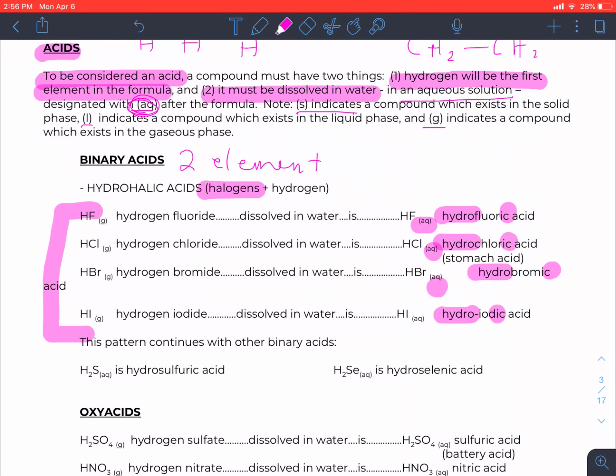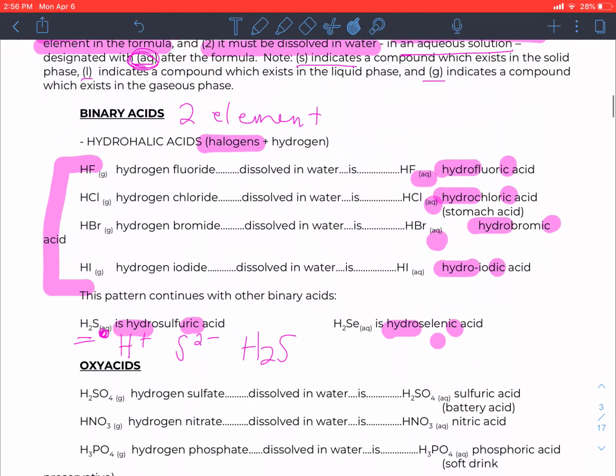So for example, H2S. The reason why this is H2S is because H plus, S2 minus, if you crisscross it, you get H2S. If it has that aqueous marking, then it would be hydrosulfuric acid. Same thing with selenium. If this were a gas, it would just be dihydrogen selenide. But if it's an acid, hydro, the root of the name, ic, and acid.